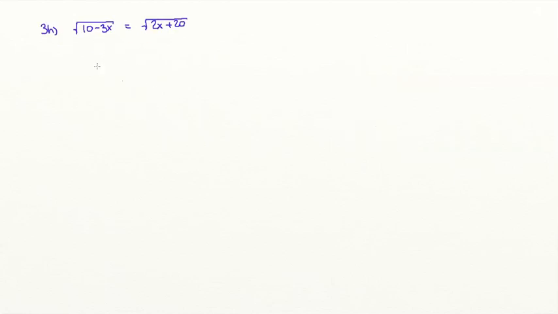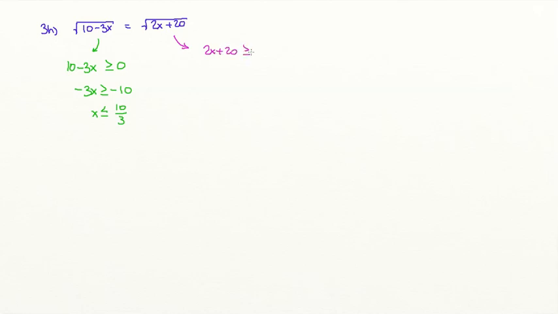3h. Square root of 10 minus 3x equals the square root of 2x plus 20. I have two square roots here, so I need to do it twice. Let's do my 10 minus 3x first. So 10 minus 3x is greater than or equal to 0. Subtract 10 from both sides. Divide both sides by a negative 3. Remember to switch the sign. There's one restriction. My other square root will be another restriction.